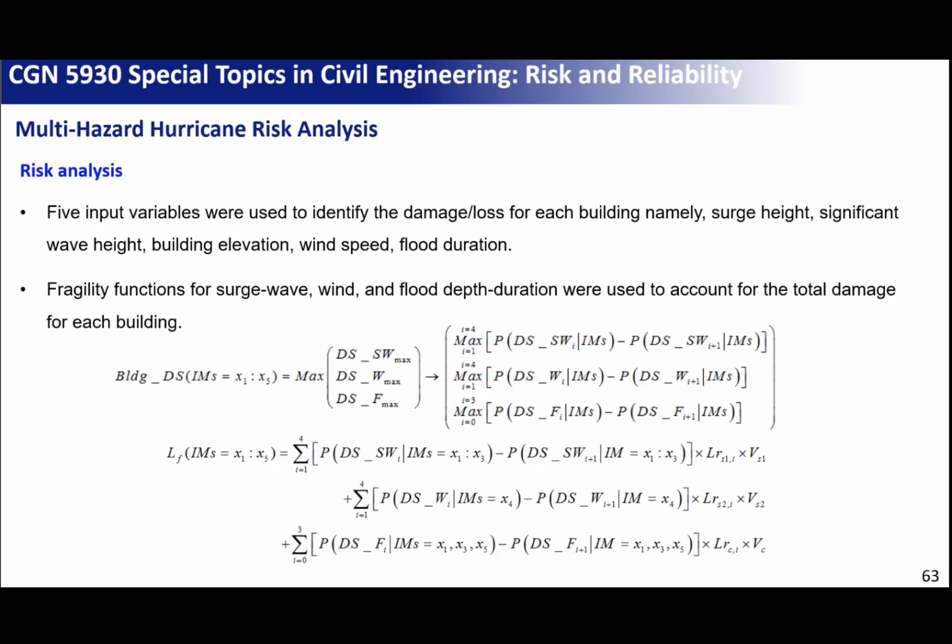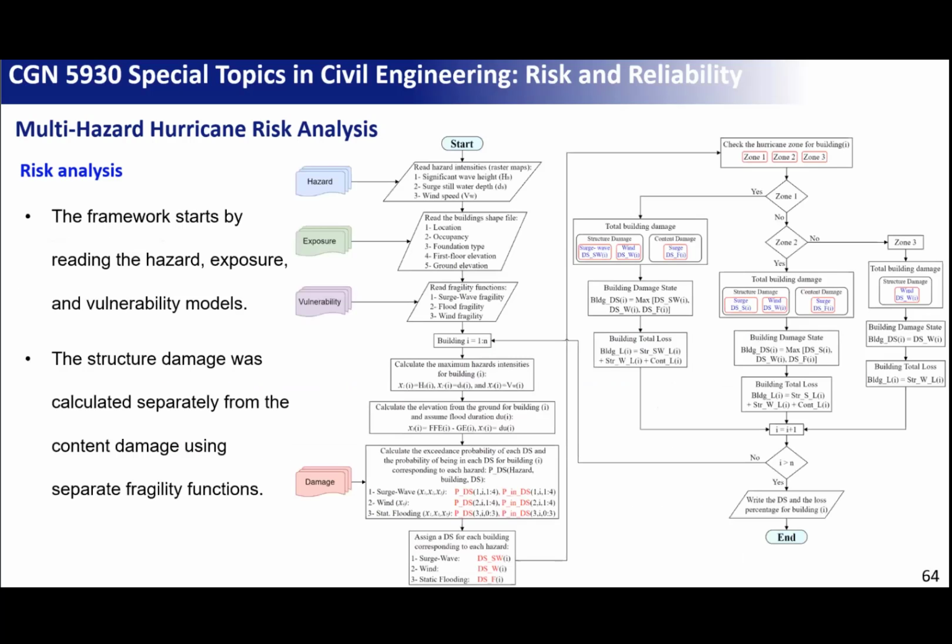And then this equation converts from probability, multiplies probability by replacement cost, and tells us the cost of damage that comes from the surge and wave, the wind, and the flood. Okay, so it's kind of complex. I'm not going to explain them, but this is how it works. We calculate them separately and then we sum them all up. And this is at the component level.